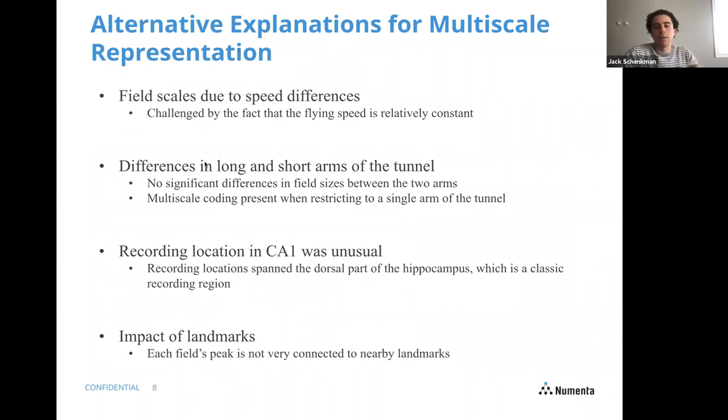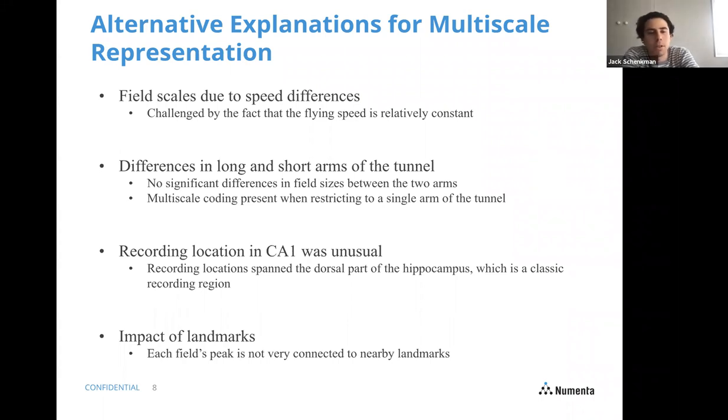So it's interesting to consider some of the different explanations for why this may occur. Some possible explanations that the authors propose, and then reject, is differences in speed. The reason this doesn't seem like a valid explanation is because the speed of the bats was roughly constant at about 8 meters per second throughout the experiment. So that wouldn't really explain this behavior.